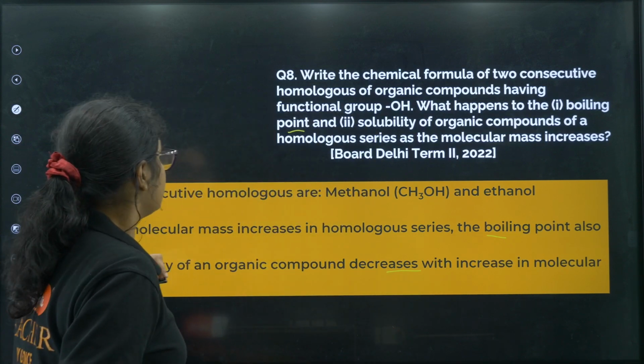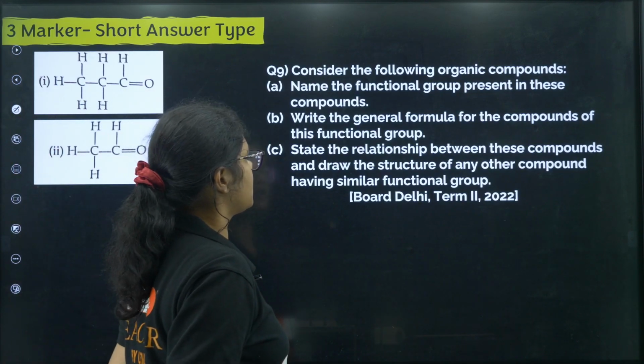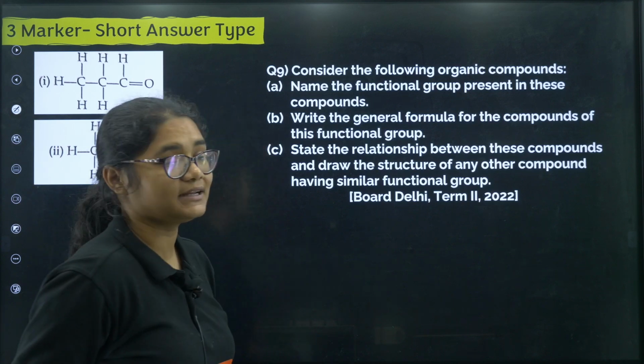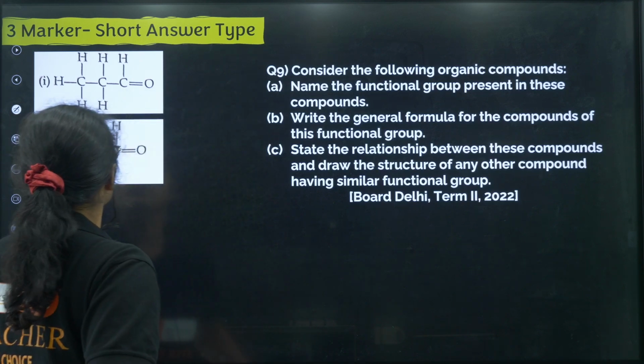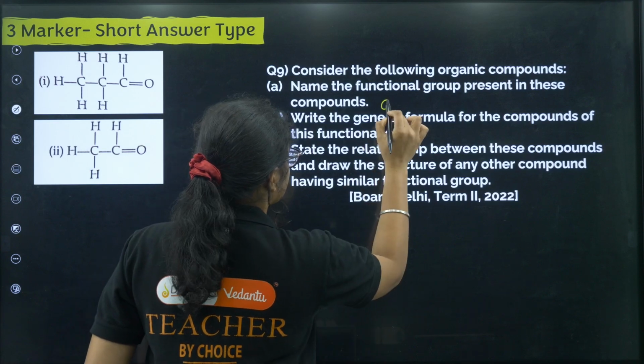Okay, next is question number 9 here. Consider the following organic compounds. Name the functional group present in these compounds. Okay, so here if you see, the functional group present in both is aldehyde.